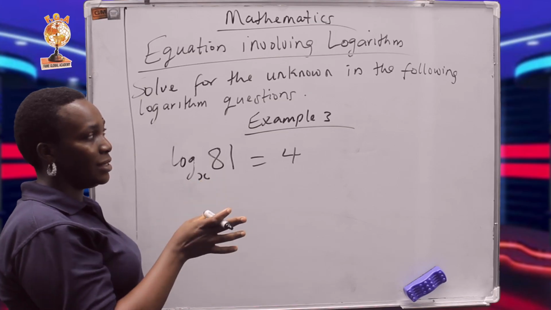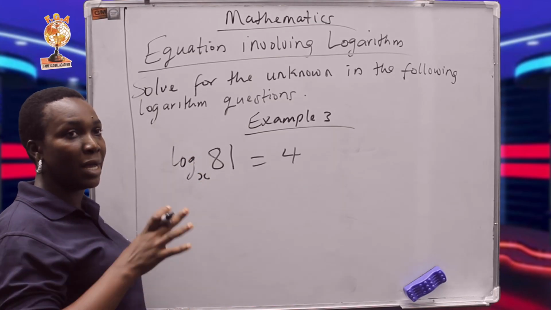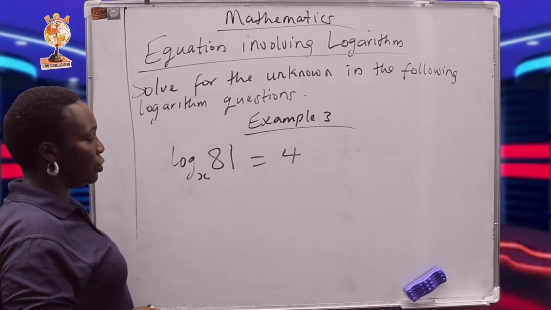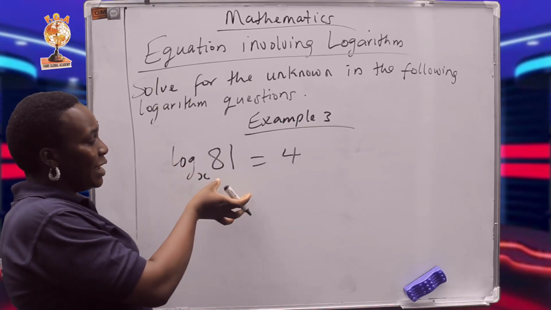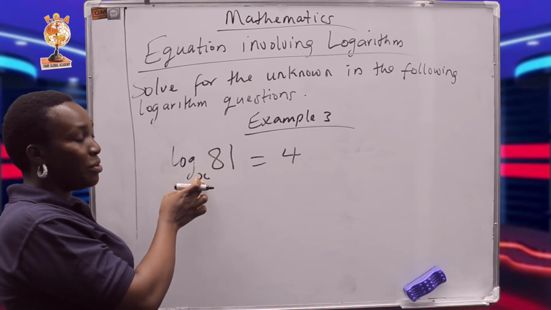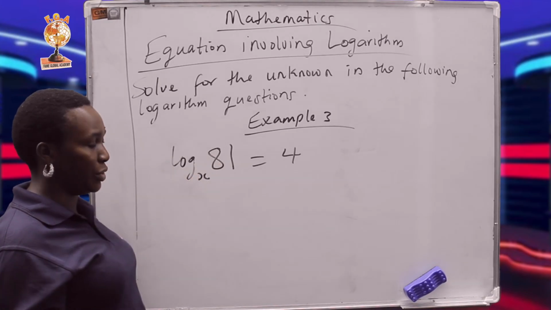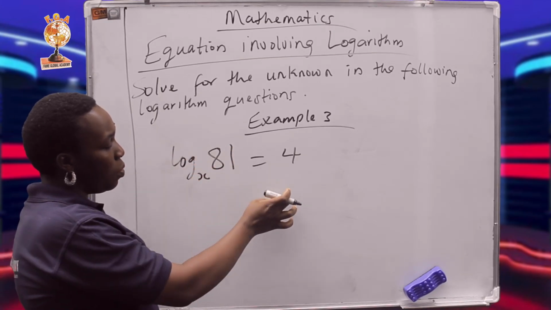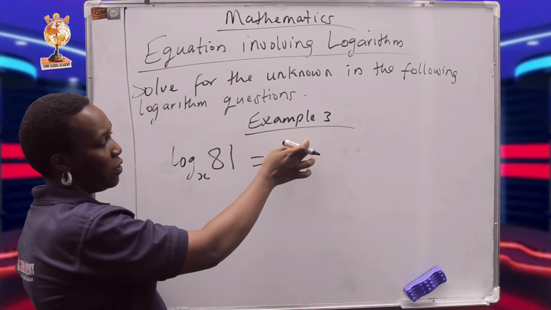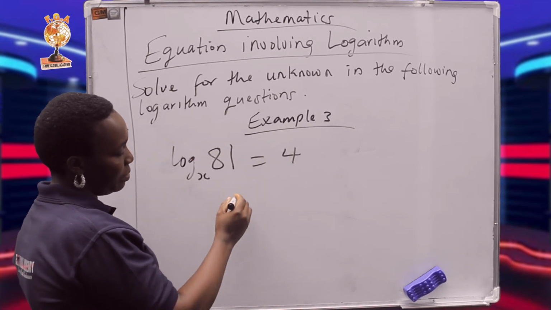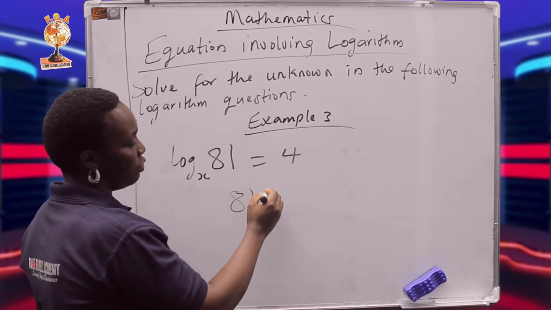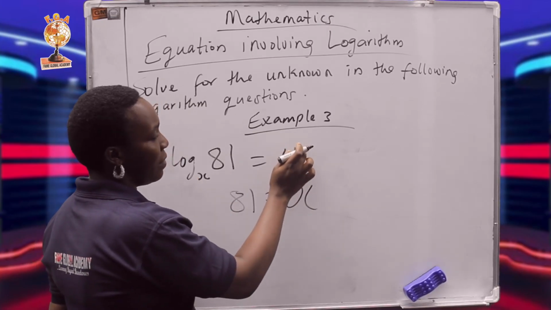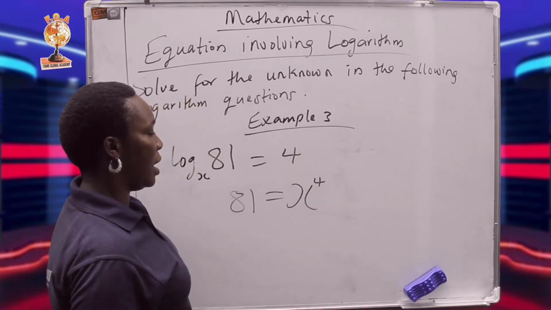If you check example 1 and example 2, the unknown was appearing as the logarithm. But in this case, the unknown is the base. Okay, so that's why I said I'll give you different examples so that any question you see, you should be able to know how to solve it. Okay, so in as much as our unknown is appearing as the base, we'll follow the same procedure.